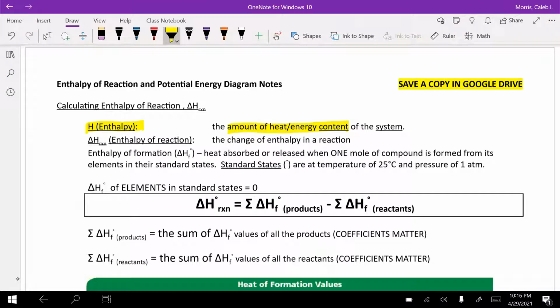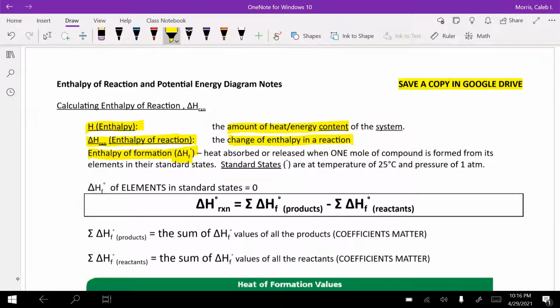Enthalpy of reaction, which is represented by delta H Rxn, is the change of enthalpy when a reaction takes place. So we have a way of measuring that. We've got a lot of different ways of measuring these types of things. But we also want to know how to calculate it. And we're going to be calculating that from enthalpies of formation. That's really what we're going to focus on in pre-AP. In AP, you go a little deeper into several different methods of calculating this.